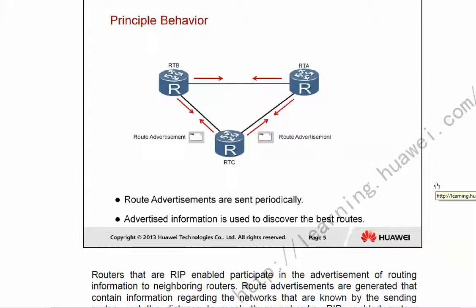Principal behavior. RIP enables the router to advertise routing information to its neighbors and only advertise the best routing information, which contains the unknown networks and the distance to reach the networks.